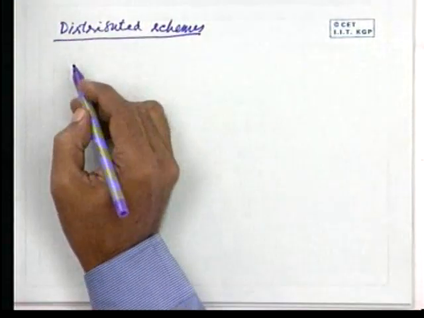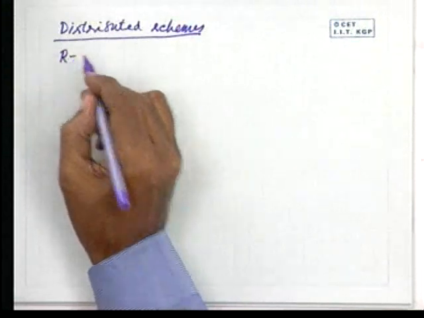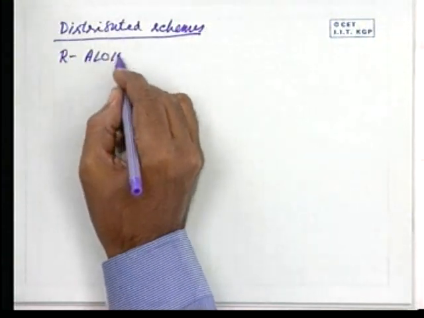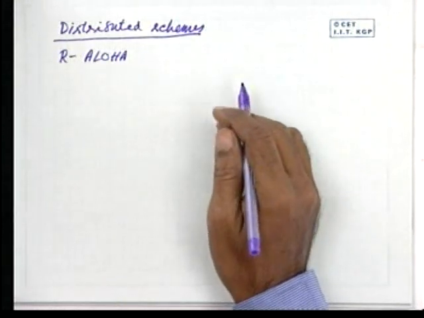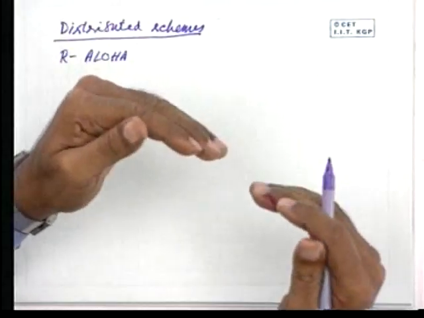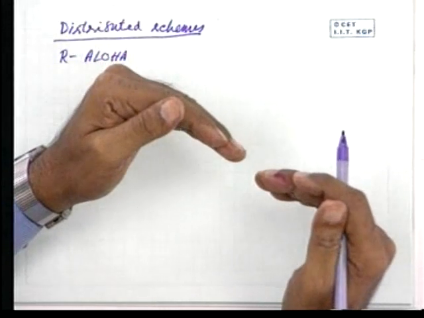The first scheme is known as R Aloha. R stands for reservation. So we shall make use of reservation along with slotted Aloha or Aloha to improve the throughput. Let's see how it can be done.